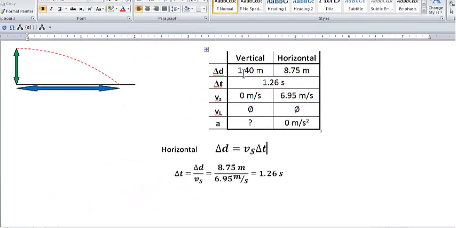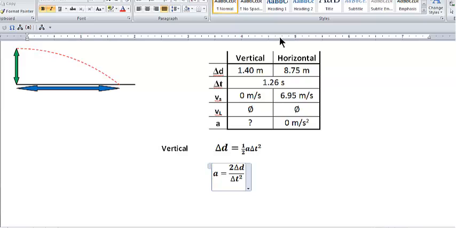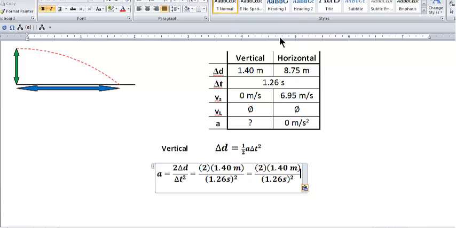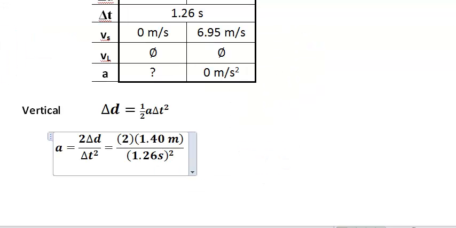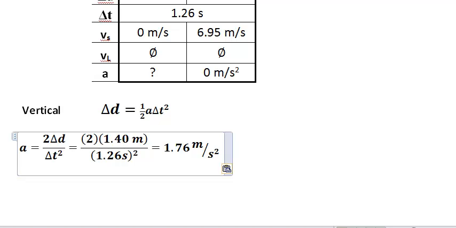Now let's solve the vertical part, because knowing time, we now know 3 things vertically. So just like we did with horizontal, we'll end up using Violet. This time, the first term will end up being 0. So substituting, we get that as our number. And then when we work it out, 2 times 1.4 divided by 1.26 squared. Don't forget to square the number and, of course, the units there in the denominator. When you plug it into your calculator, it leads you to an answer of 1.76 meters per second squared.